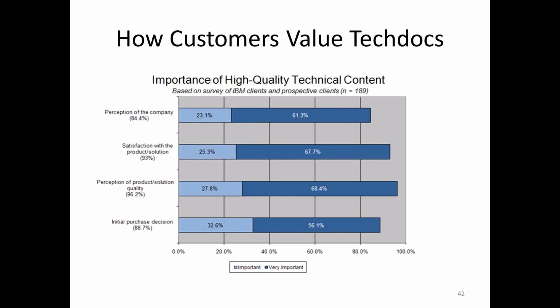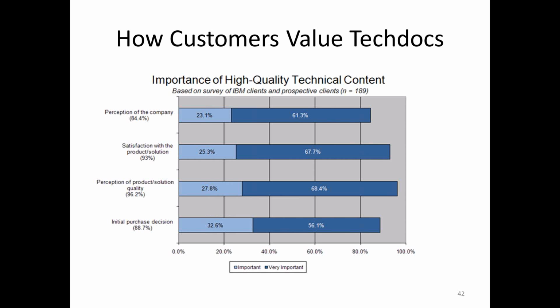IBM, this is the survey I mentioned a long time ago. Here are the results of their survey so far of 189 clients and prospective clients. So you can see that 84% say that high-quality technical content is either important, that's the light blue, or very important, that's the dark blue, to their perception of the company. 93% said it's important or very important to their satisfaction with the product or solution. See, that's even higher than the numbers Sharon Burton talked about.